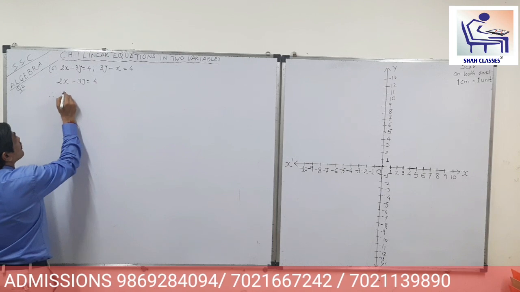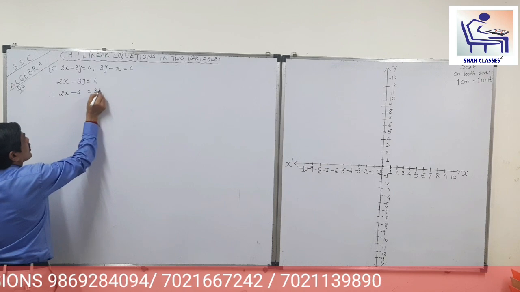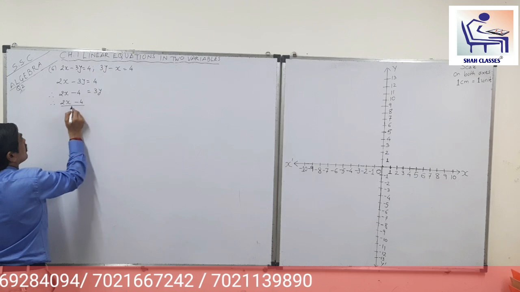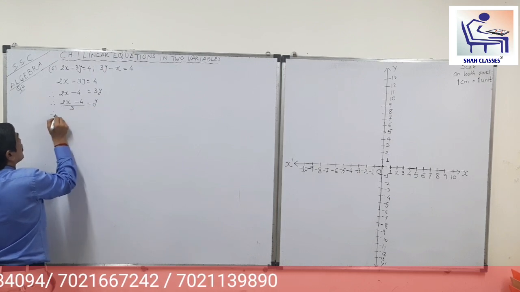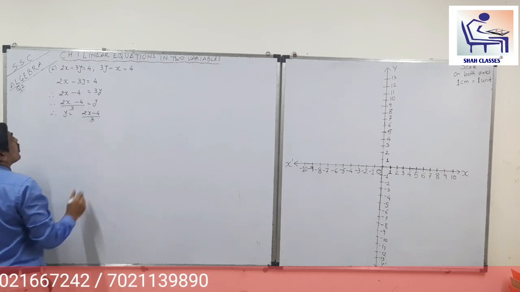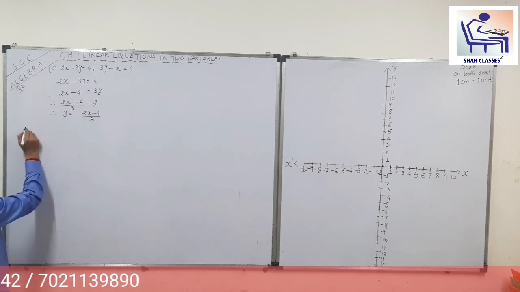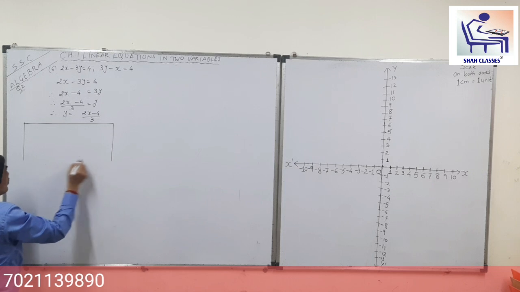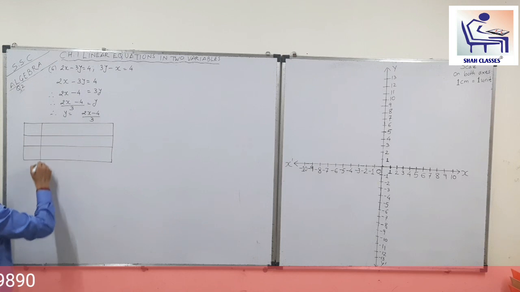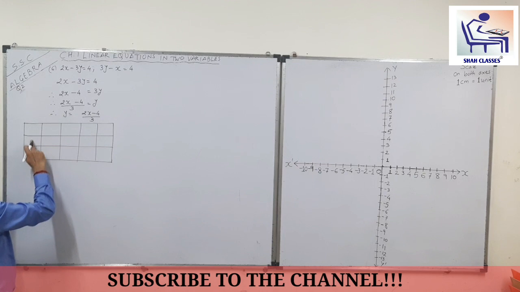Please take the value of y. 2x minus 4 is equal to 3y. 2x minus 4 upon 3 is equal to y. So we got the value of y as 2x minus 4 upon 3. This value we are going to find now. Make a table with 5 columns and 3 rows.